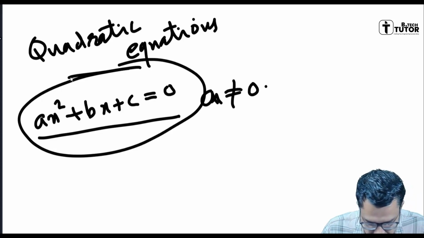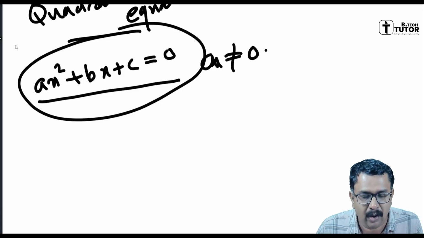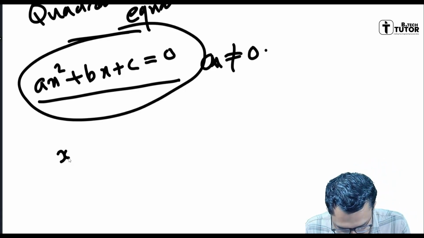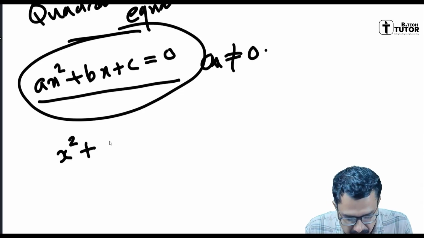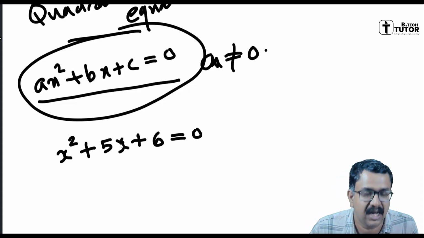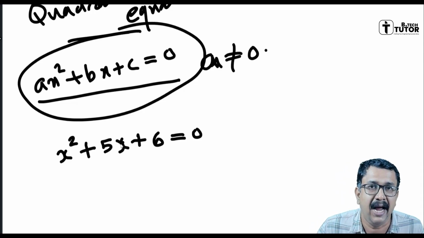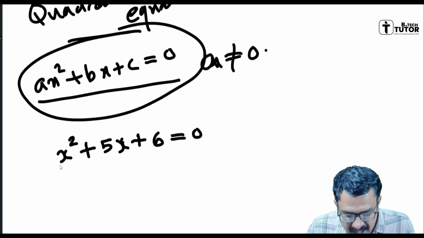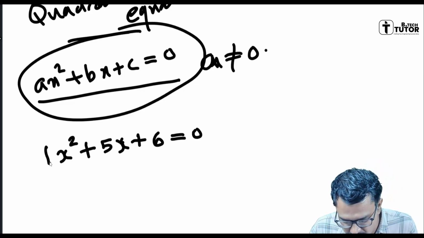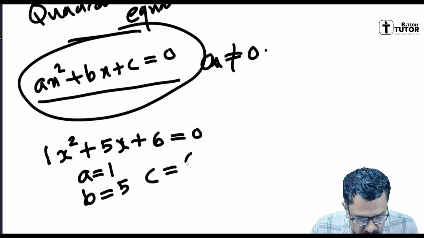Now listen. I will show an example. For example, x square plus 5x plus 6 equal to 0. Here, what is a, b and c? Here a means the coefficient of x square, that is 1. Here a equal to 1, b equal to 5 and c equal to 6.